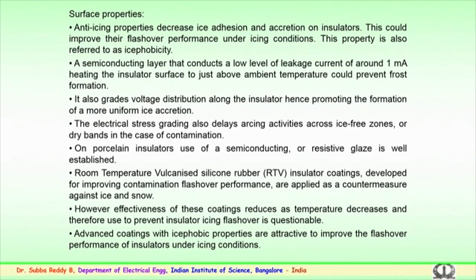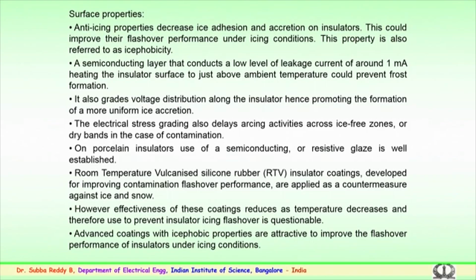So, the utilities on porcelain insulators generally use a semiconducting or resistive glaze, which is well established. This semiconducting or resistive glaze applied on the surface acts for better voltage distribution, and also will not allow droplets or the formation of ice accumulation on the surface. So, semiconducting glaze, resistive glaze is the initial method which has been practiced by the utilities.